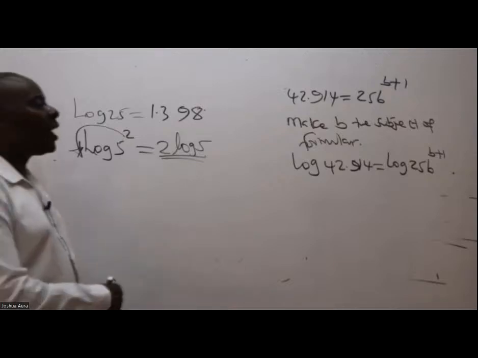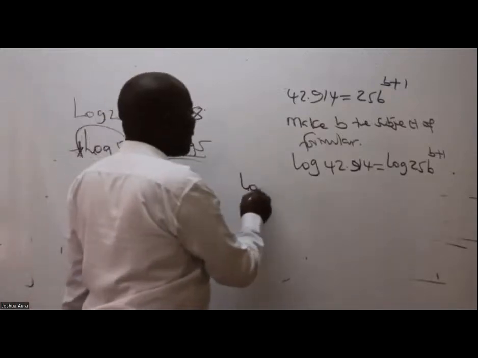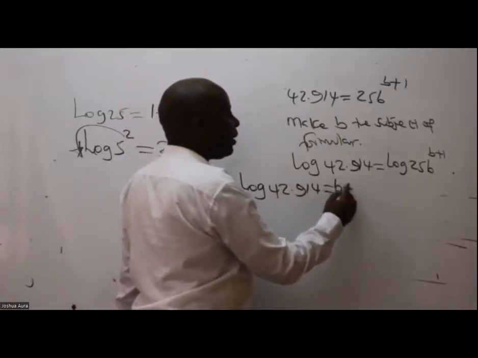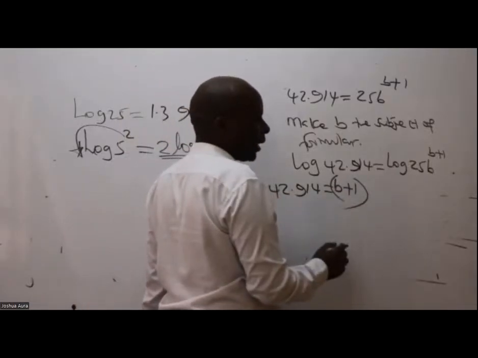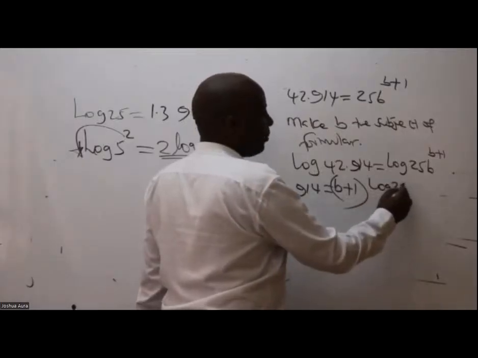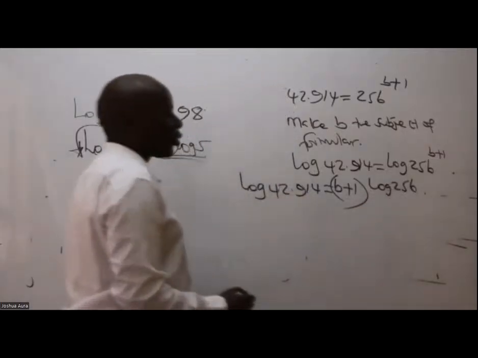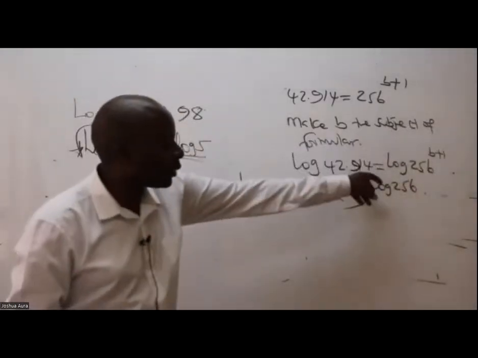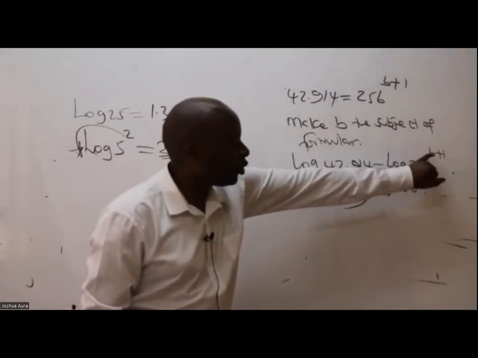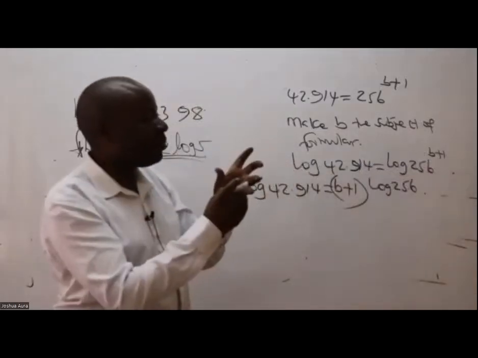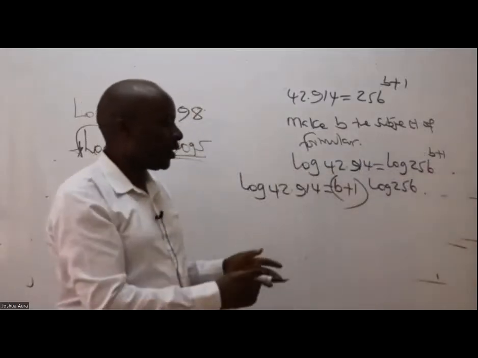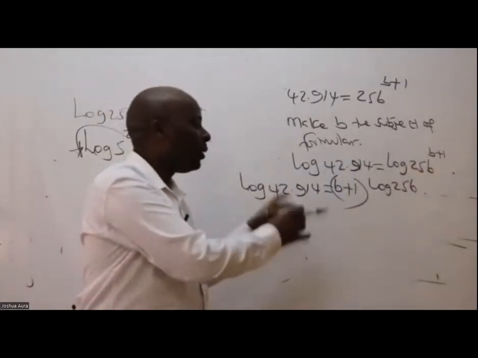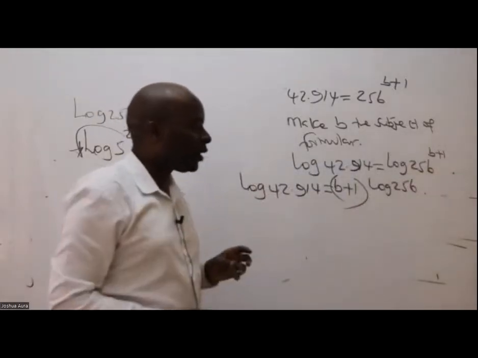So if that is the case, then come here and tell us log 42.914 equals (b plus 1) log 256. Of course, this has to be in brackets. What I've done is drop the entire exponent, and because the exponent has two unlike terms, I have to put them in brackets. So you're talking of (b plus 1) log 256, like that.